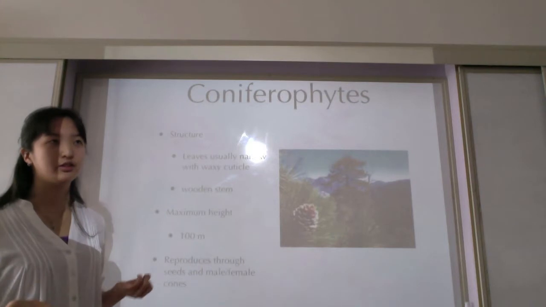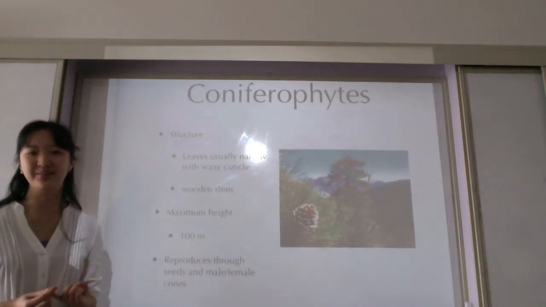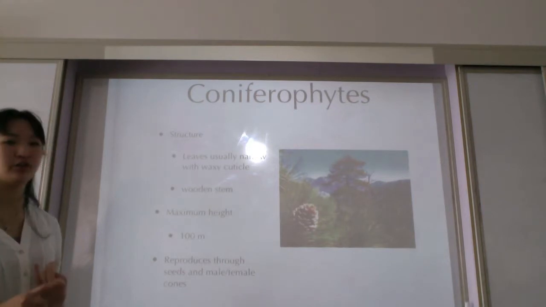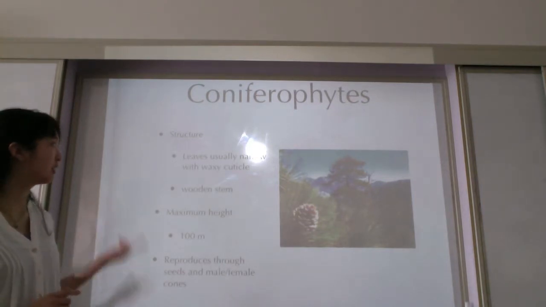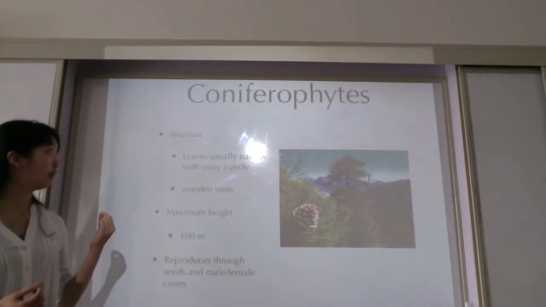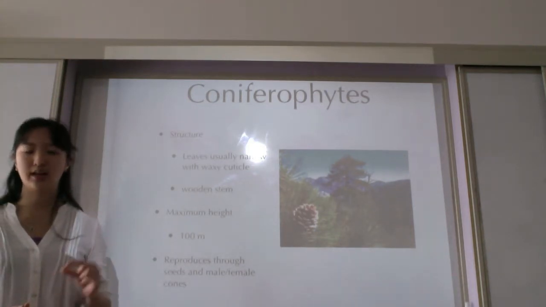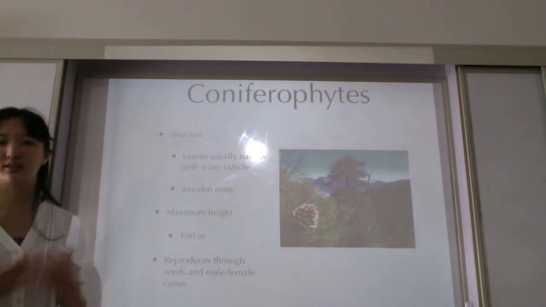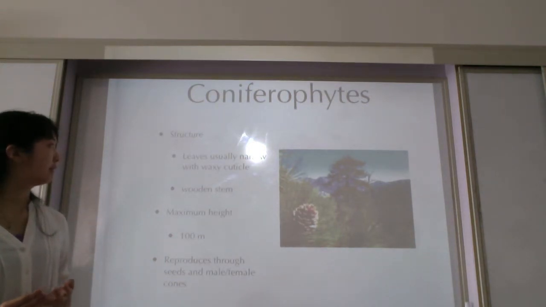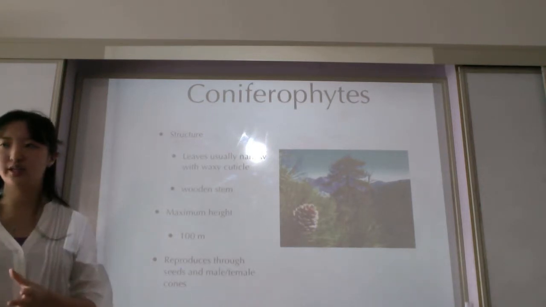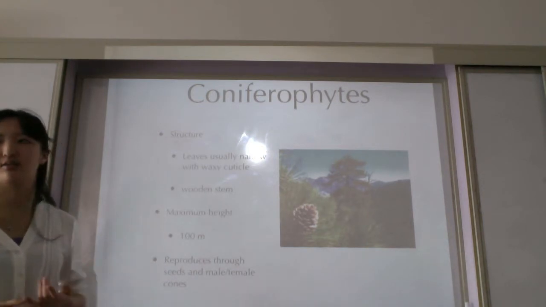The next thing is Coniferophytes. Coniferophytes are usually conifer trees, kind of obvious from the name. Conifer trees can include pine trees, evergreens, etc. Their structure is that the leaves are usually narrow with a waxy cuticle. Most of the time they're little needles. If you've ever seen a pine tree, Christmas tree, it's all the same thing really. They have woody stems. They can grow as either shrubs or trees, so that's why it's woody stem instead of trunk.